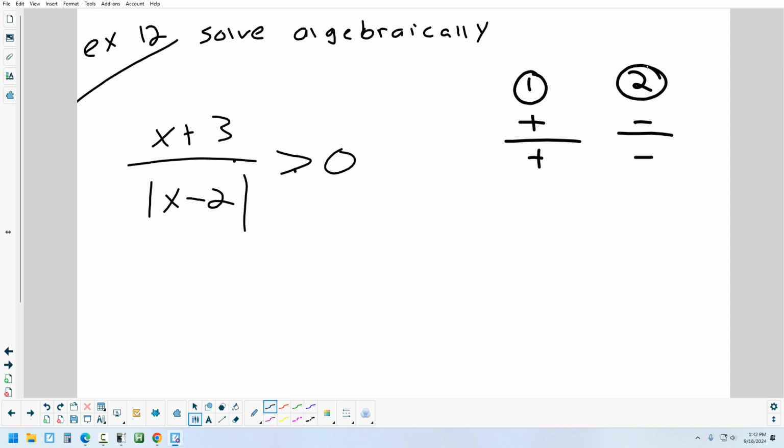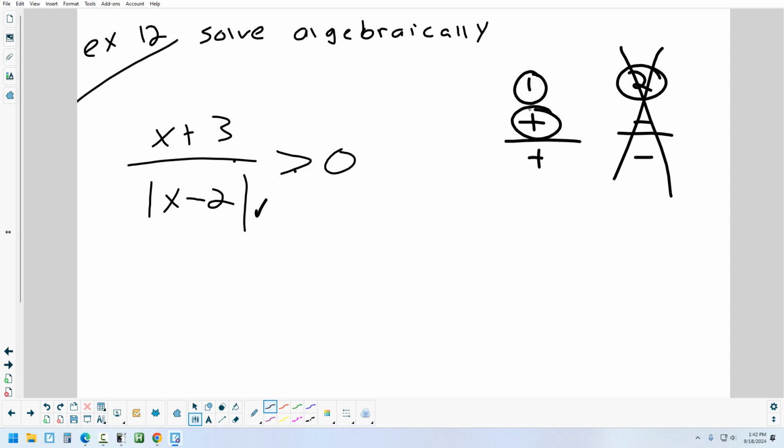A negative, because absolute value can't be negative. Right, you're never going to get a negative in the bottom, no matter what you plug in for x. Case 2 is impossible in this problem. So that means this problem has to be a positive over a positive. Well, we already know the bottom is always positive. There's nothing you can do to make it negative. So all you have to do is guarantee that the top is positive.